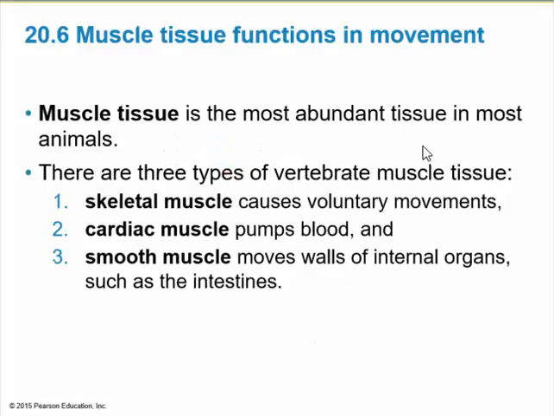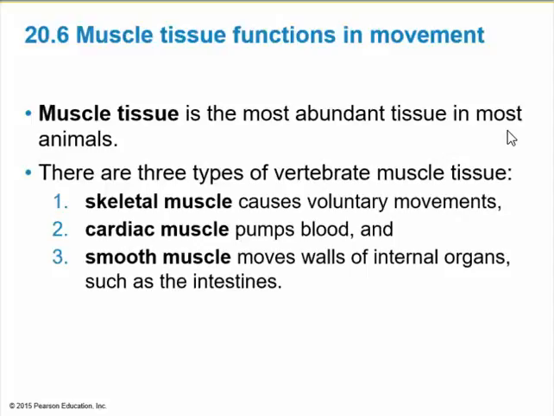The next type of tissue is muscle tissue. There are 3 types of vertebrate muscle tissue. Skeletal muscle, which is under control of your somatic or voluntary nervous system. Cardiac muscle is under control of your autonomic nervous system. Cardiac muscle is only found in the heart, and it pushes blood through your blood vessels. Smooth muscle makes up the walls of internal organs, such as the organs of your digestive tract, for example. But it's found in other places besides that.